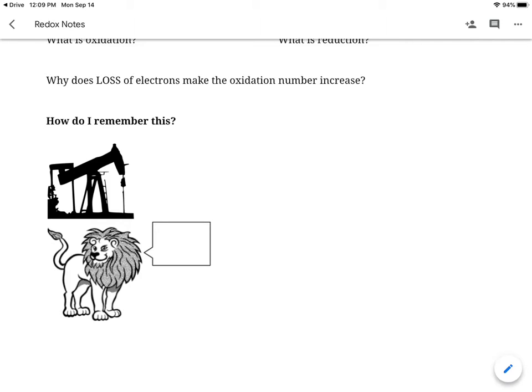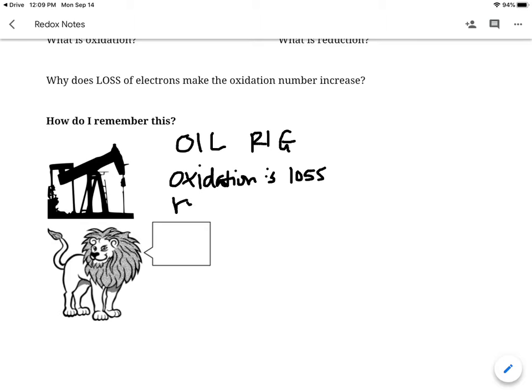And there are two ways that you might choose to remember these definitions of oxidation and reduction. The first one is OIL RIG, and that stands for oxidation is loss and reduction is gain. And of course, what we're talking about there is electrons. So oxidation is loss, reduction is gain. Our acronym OIL RIG helps us remember that.